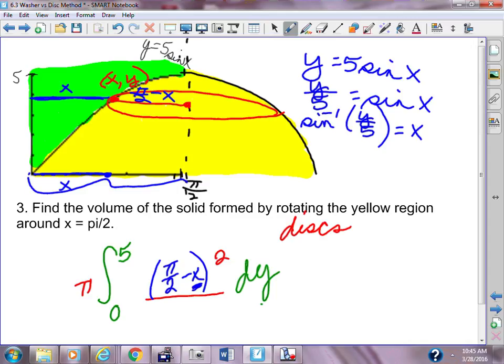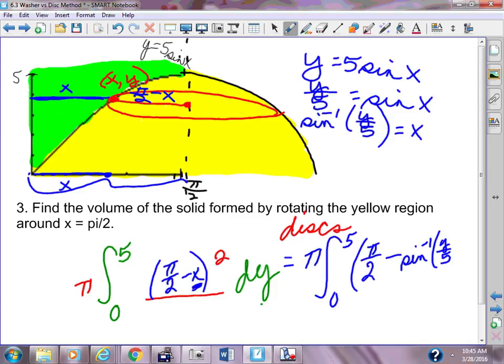So my final setup: pi times the integral from 0 to 5 of pi over 2 minus sine inverse of y over 5, squared, and then dy. Why is it sine inverse of y over 5? Well, you have to get x alone. Oh, you divided by 5. Divide by 5 first and then take the inverse.